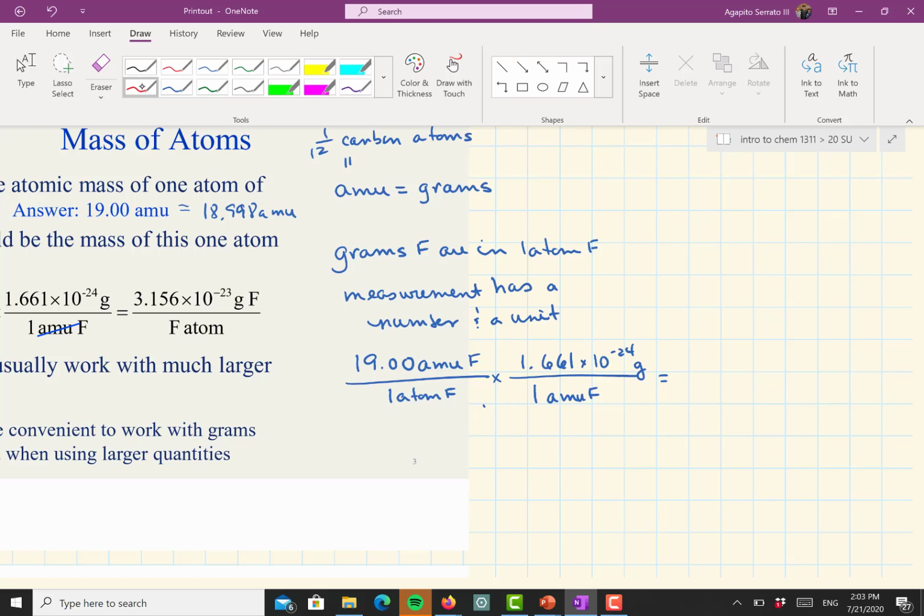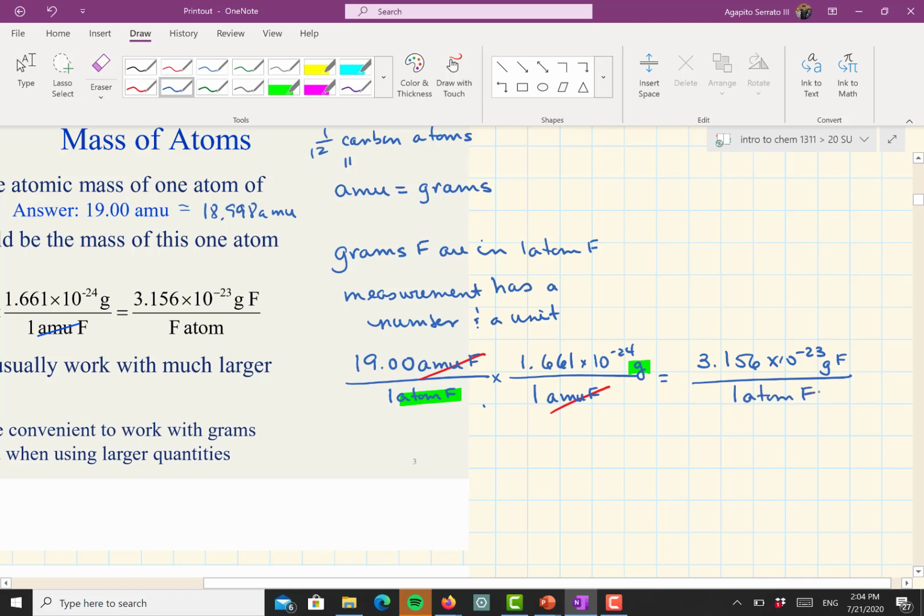Well, we're looking for grams per atom of fluorine. All right. So when we set this up, we need to make sure we do this so that the AMU cancel out, and the only thing we're left with is grams and atoms of fluorine. So when we calculate this, our answer should come out to be, as it states there, 3.156 times 10 to the negative 23 grams of fluorine for every 1 atom of fluorine.